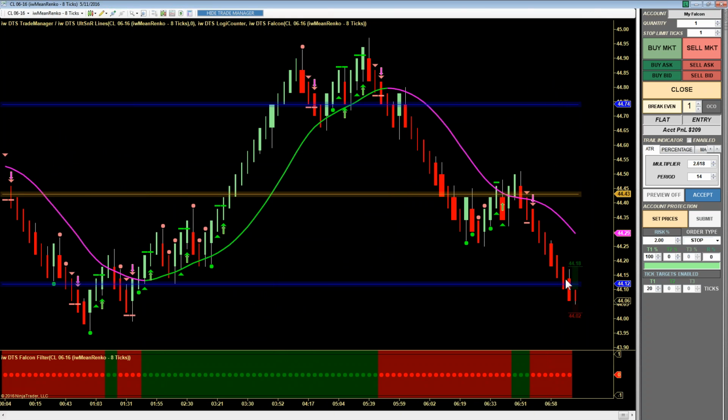So now that we've hit our high probability target and we're sitting here near the primary support, we might anticipate some sort of reaction.